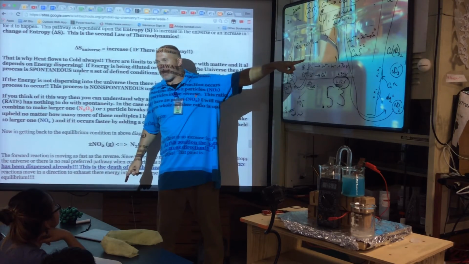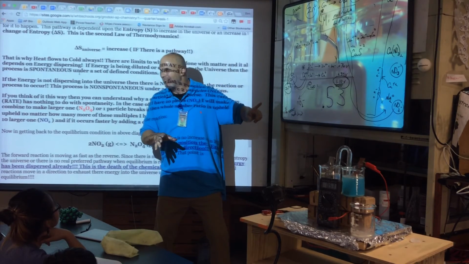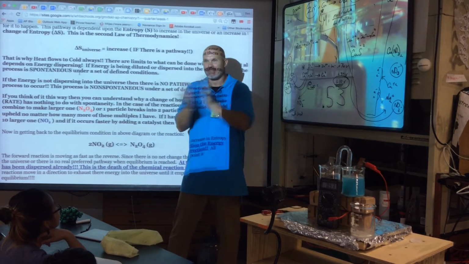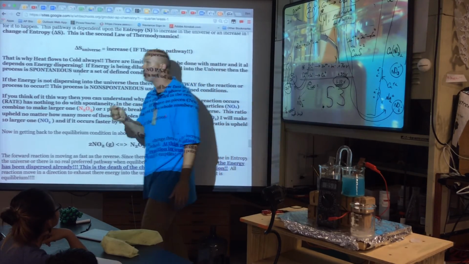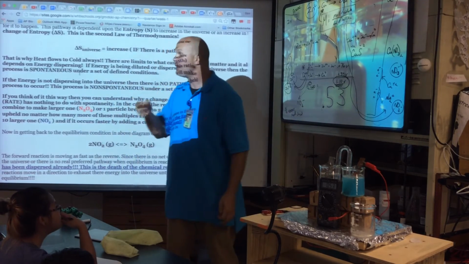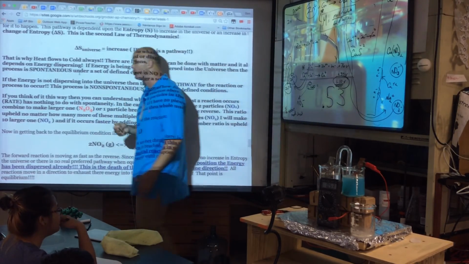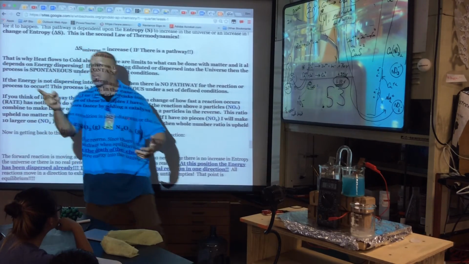When is all the energy dispersed in a chemical reaction? At what? Excellent. You have learned something today. It takes college people 3 or 4 years to understand. At equilibrium, at the point where the forward reaction equals the reverse, you achieve the death of the reaction because there's no more pathway, because there's no more net change.